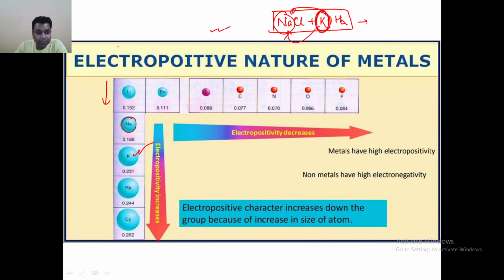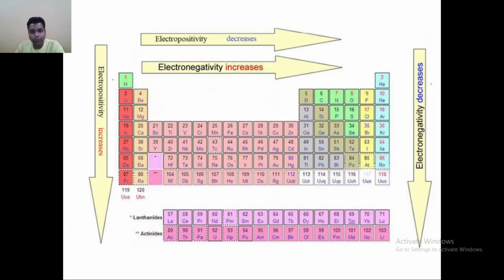Okay, so now I think it is pretty clear to you what electronegativity and electropositivity are, and at last I have made this in a compiled manner so that after seeing it you will have an idea of the complete lecture that I have discussed so far. Electropositivity decreases when you go from left to right, but electronegativity increases. As I told you, they are just opposite properties, so if one increases, obviously the other will decrease. And whenever you go from top to bottom, electropositivity will increase but electronegativity will decrease.